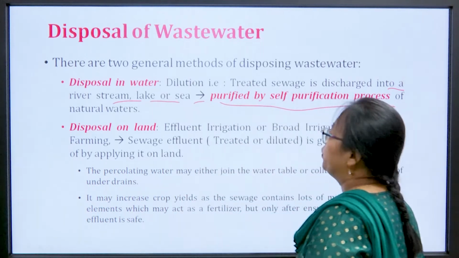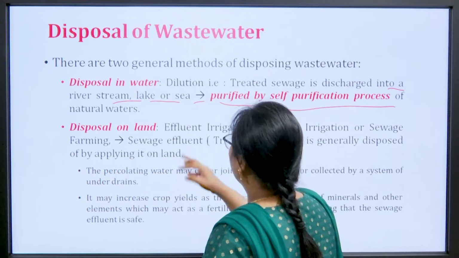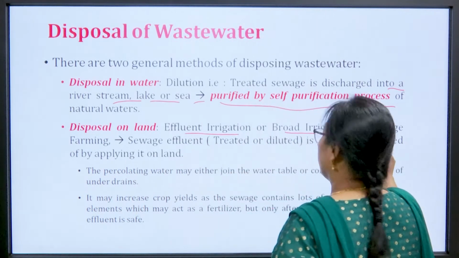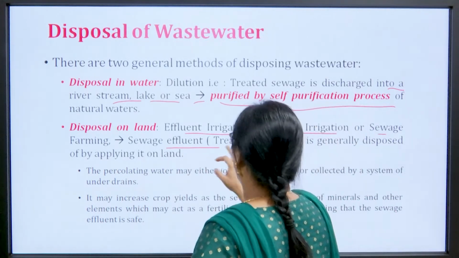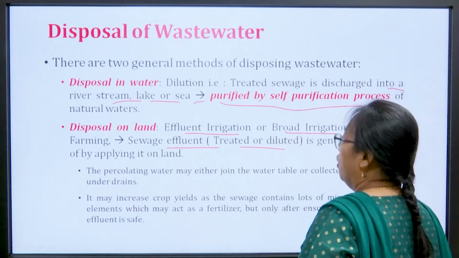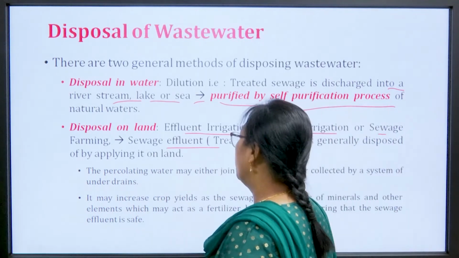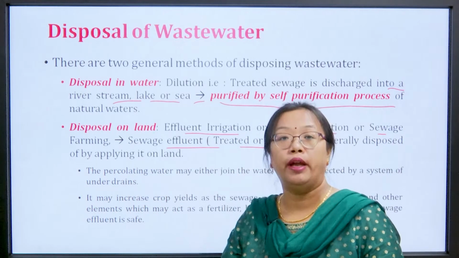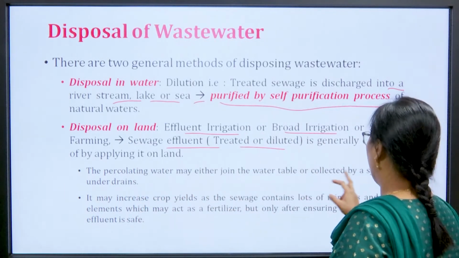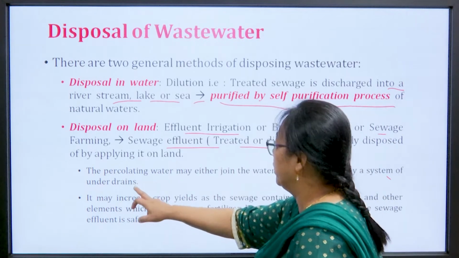And then next will be disposal on land. In disposal on land, we call it effluent irrigation or broad irrigation or sewage farming. The sewage effluent, either treated or diluted, is generally disposed of by applying it on land. So, what you are doing? You are irrigating, right. The percolating water may either join the water table or be collected by a system of under drains, right.